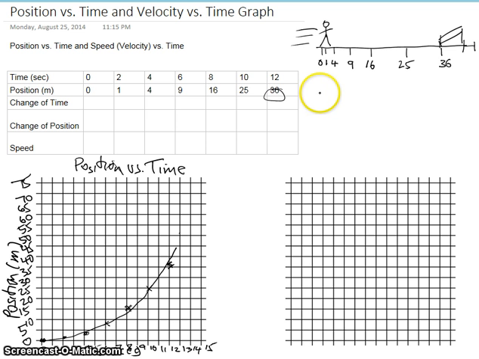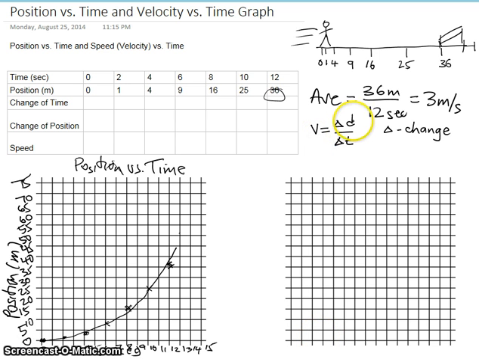Now, if I were to take a look at my average speed, it is the distance I've traveled, 36 meters, divided by the time it took me, 12 seconds. I get an average speed of 3 meters per second. But I can see that 3 meters per second really doesn't reflect what my motion is like. I see that I'm speeding up, so let me take a look at what my motion would be throughout this time. Now, velocity is our change in distance divided by our change in time.